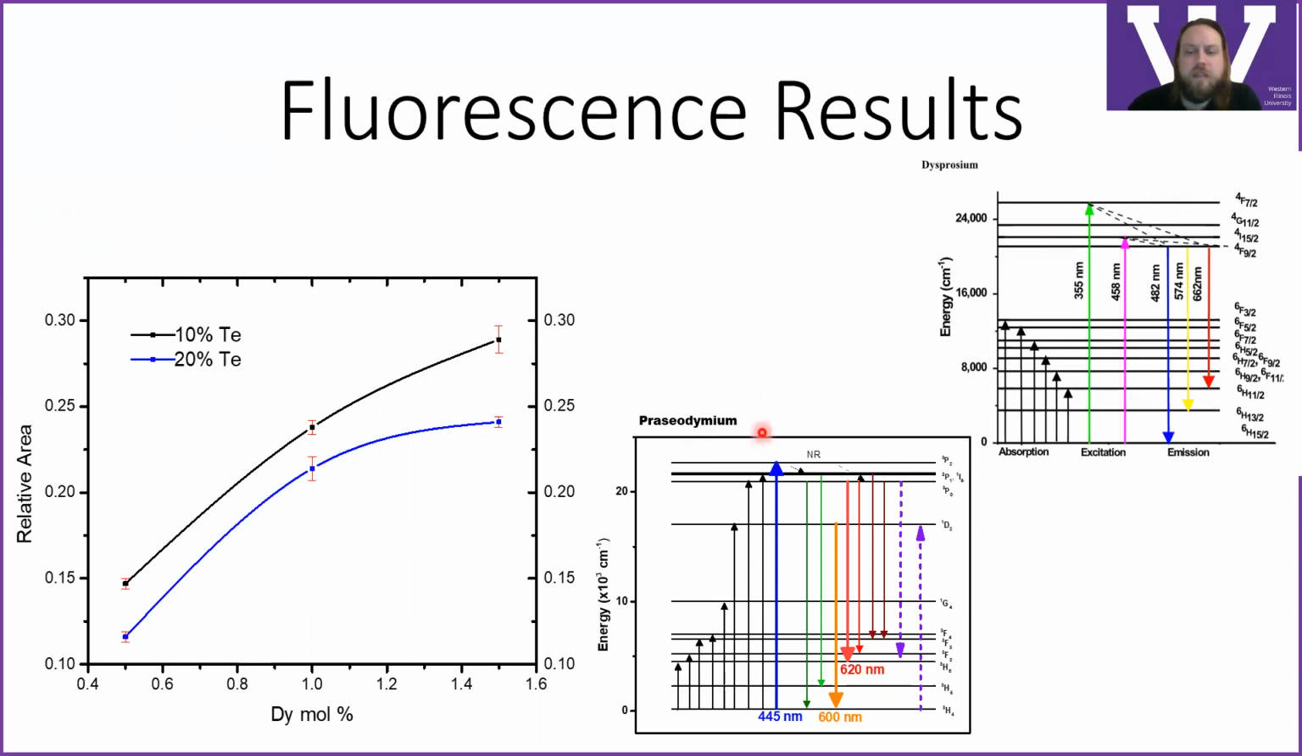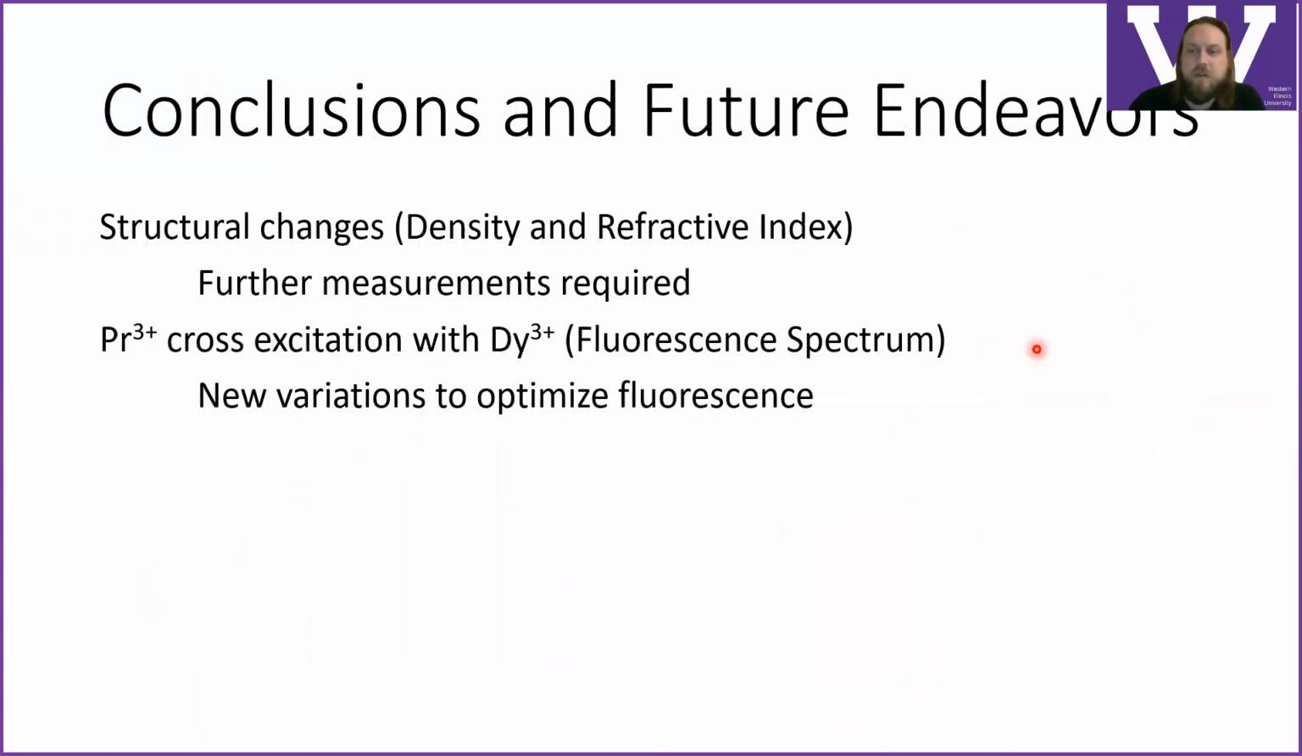So what we can say is that since we're only exciting the praseodymium, as the praseodymium is fluorescing, it is somehow exciting our dysprosium. So we're getting this cross excitation between praseodymium and dysprosium that we're not doing directly. So within the glass, the praseodymium is exciting this dysprosium, which is an interesting occurrence.